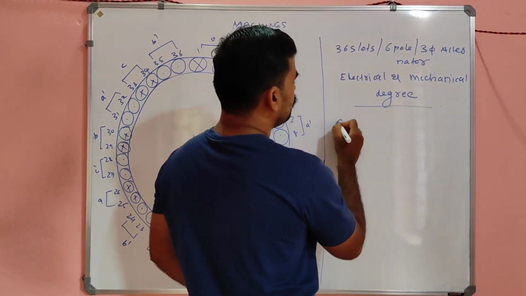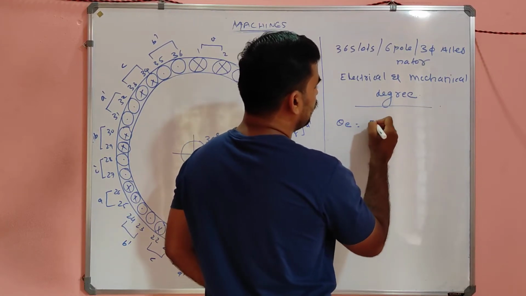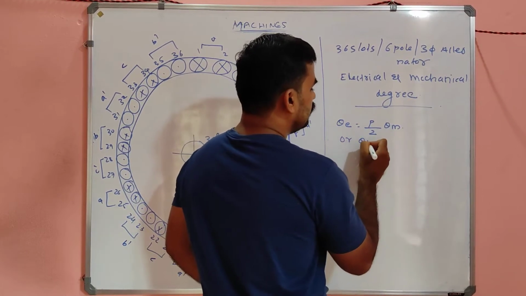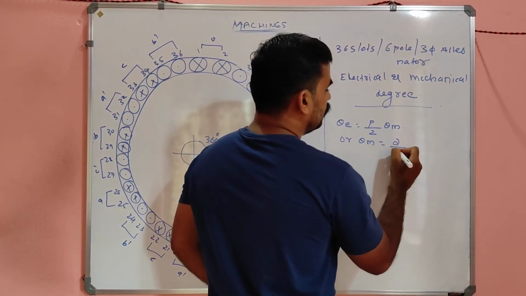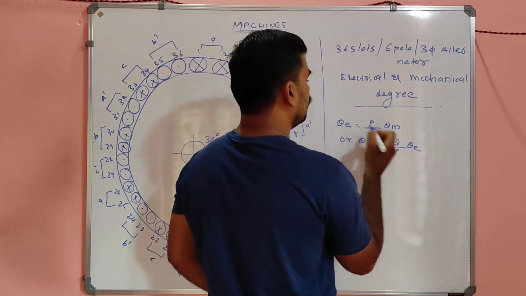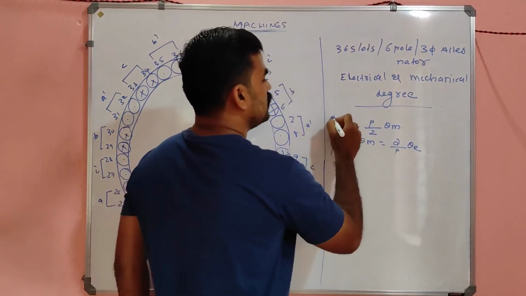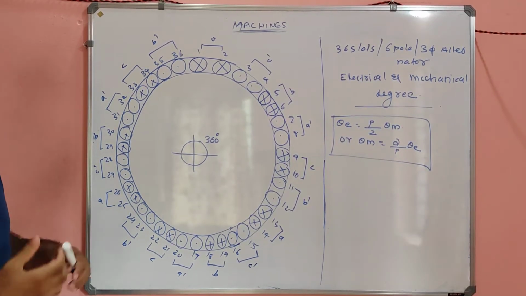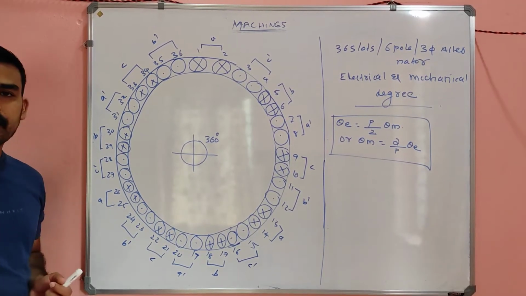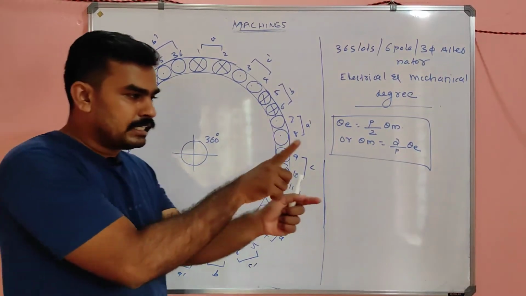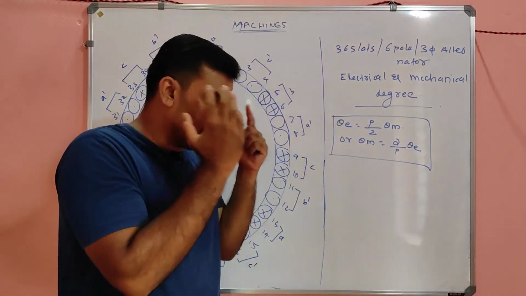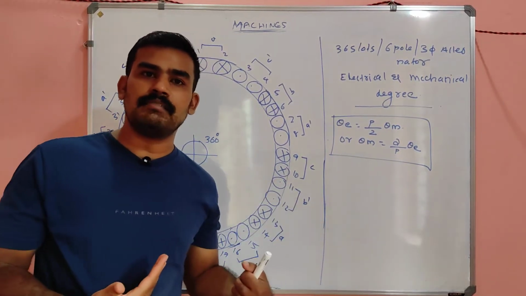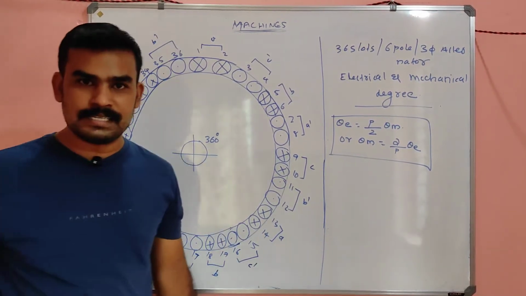So there is a relationship between electrical and mechanical degrees: theta electrical equals P by 2 into theta mechanical, or theta mechanical equals 2 by P into theta electrical. This equation is very important in AC machines. Mechanical degree means the degree that we can measure directly by our naked eyes. The direct measurement system is called the mechanical degree system.